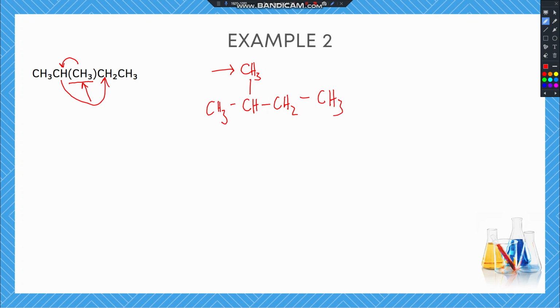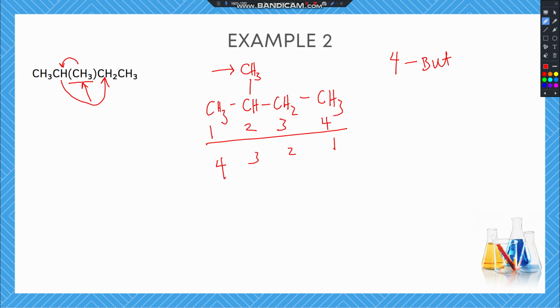First things first, we need to count the longest continuous carbon chain. How do we do that? We can start counting from the left to the right. When we do that, we have 1, 2, 3, 4. If we count from the right to the left, it will also be the same number of carbon atoms: 1, 2, 3, 4. So we have 4 carbon atoms in the longest parent chain. That gives us the root name BUT, but. Next thing to analyze is, are there any branches or functional groups?